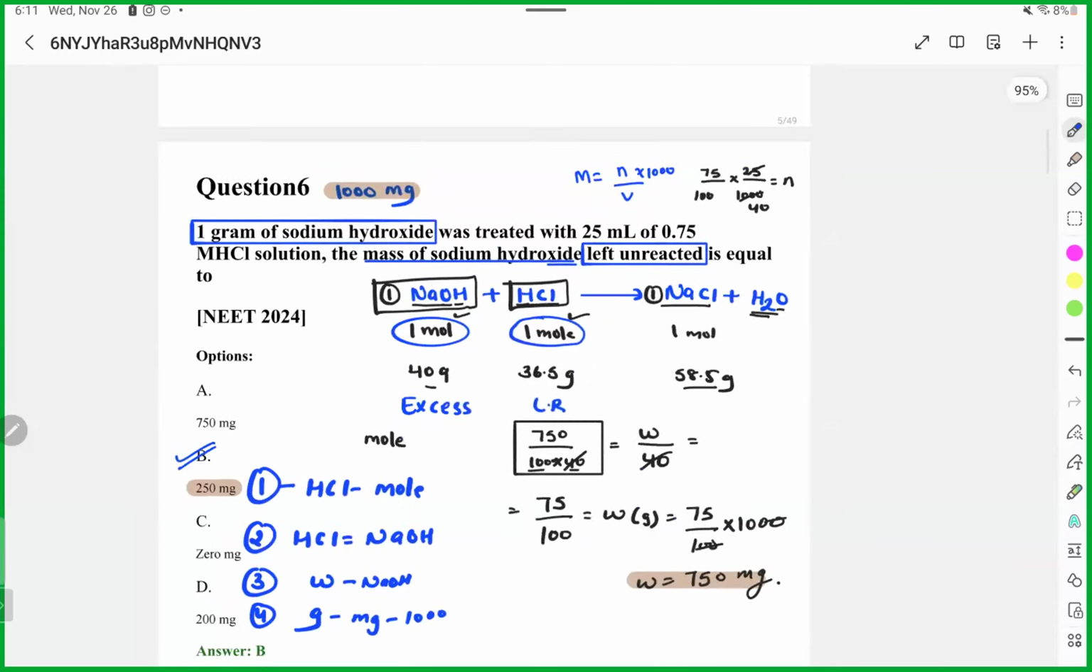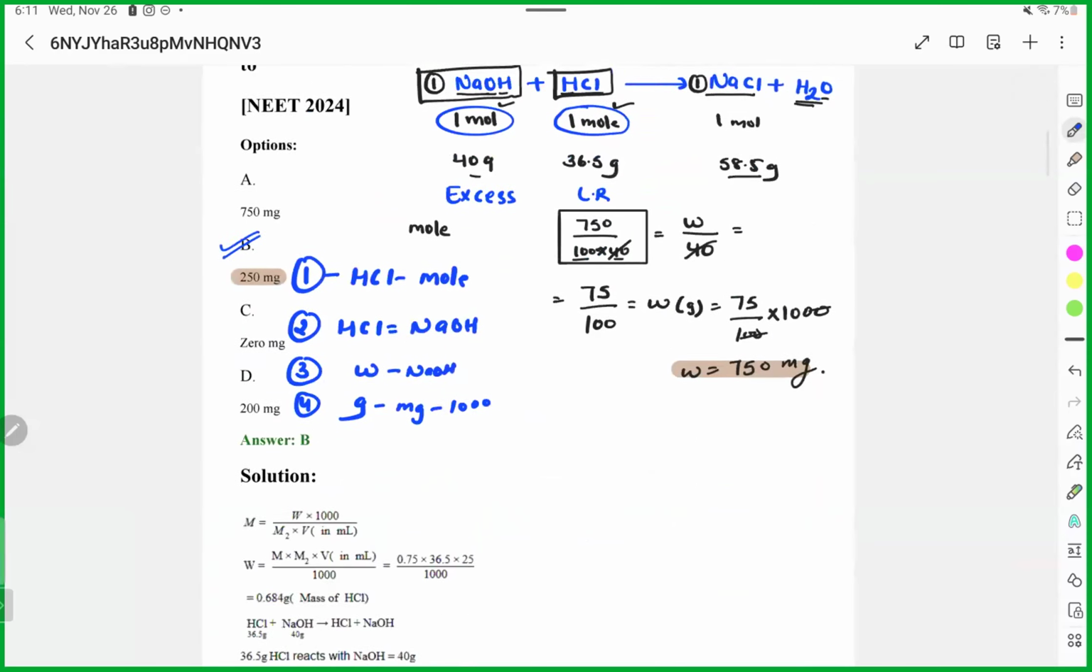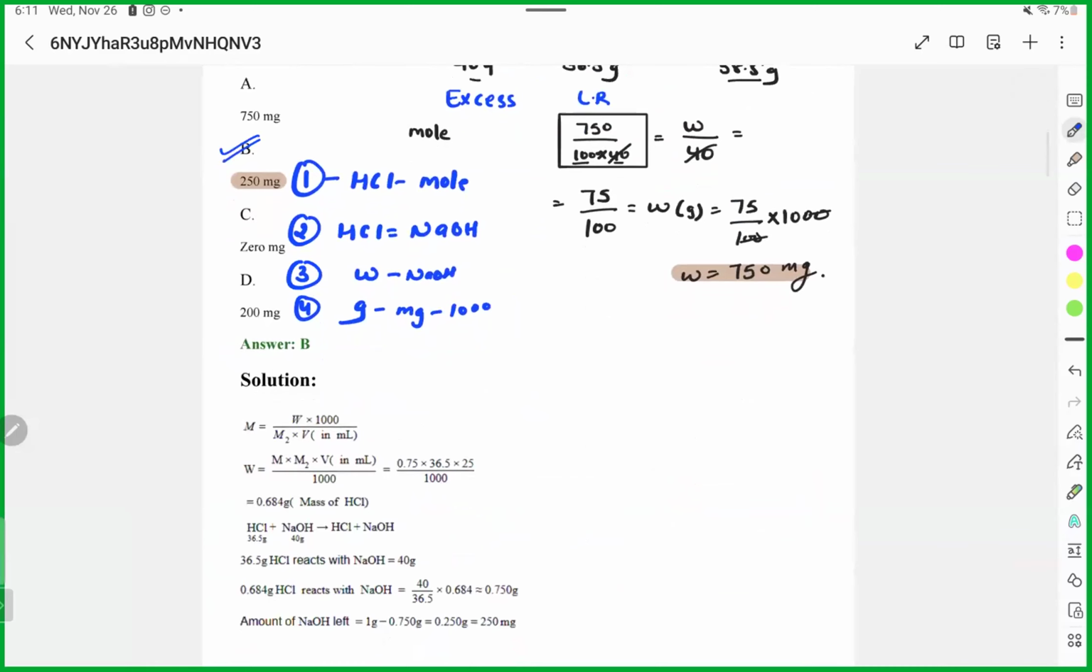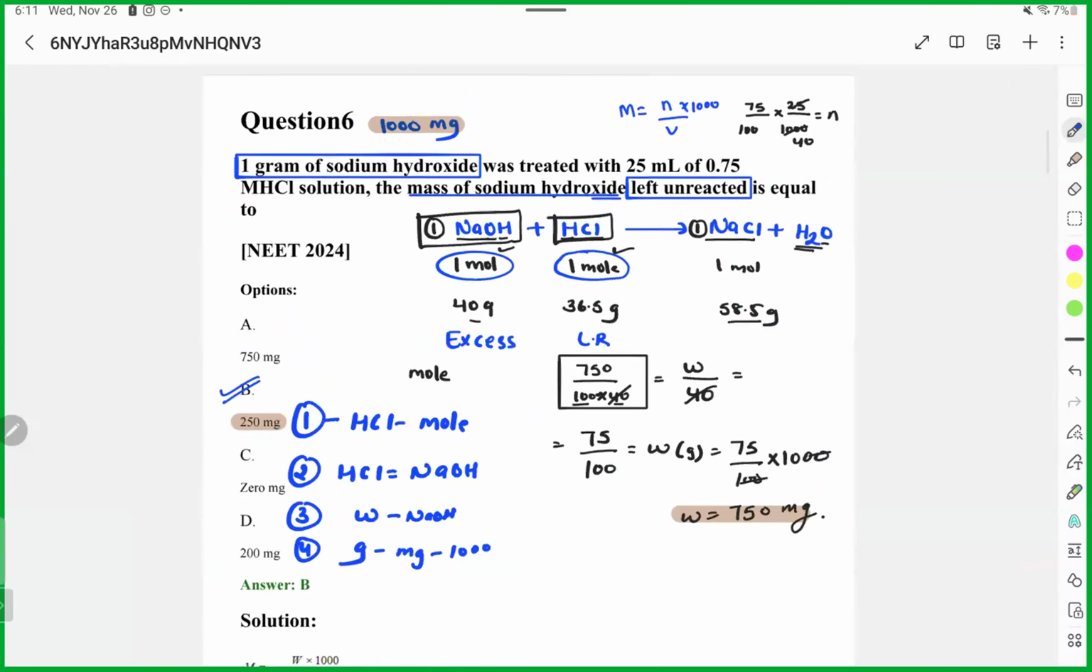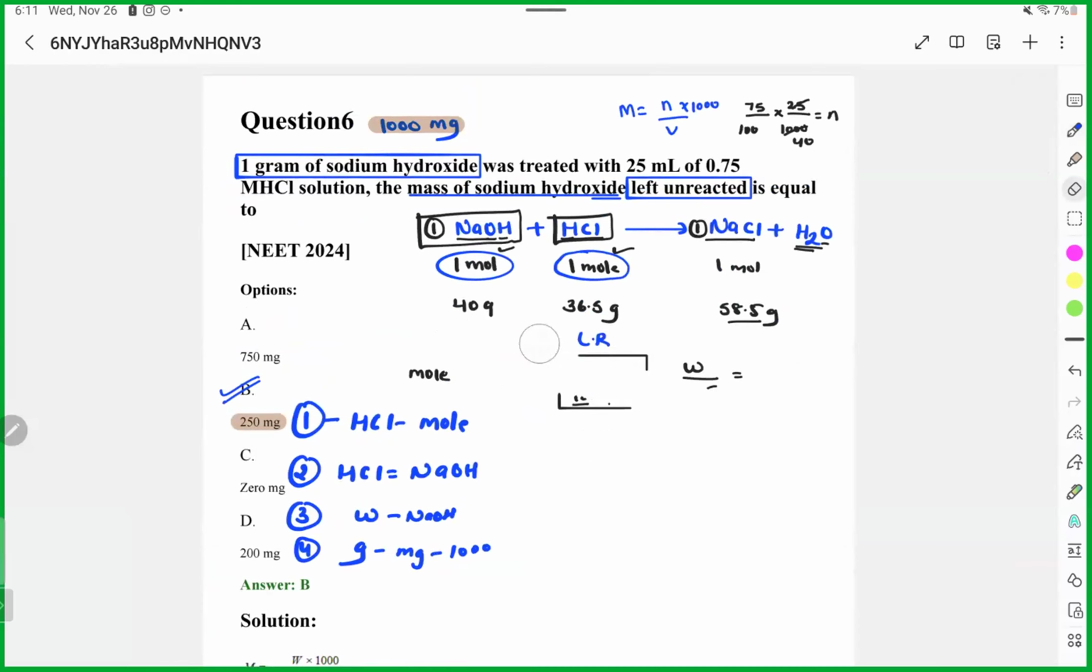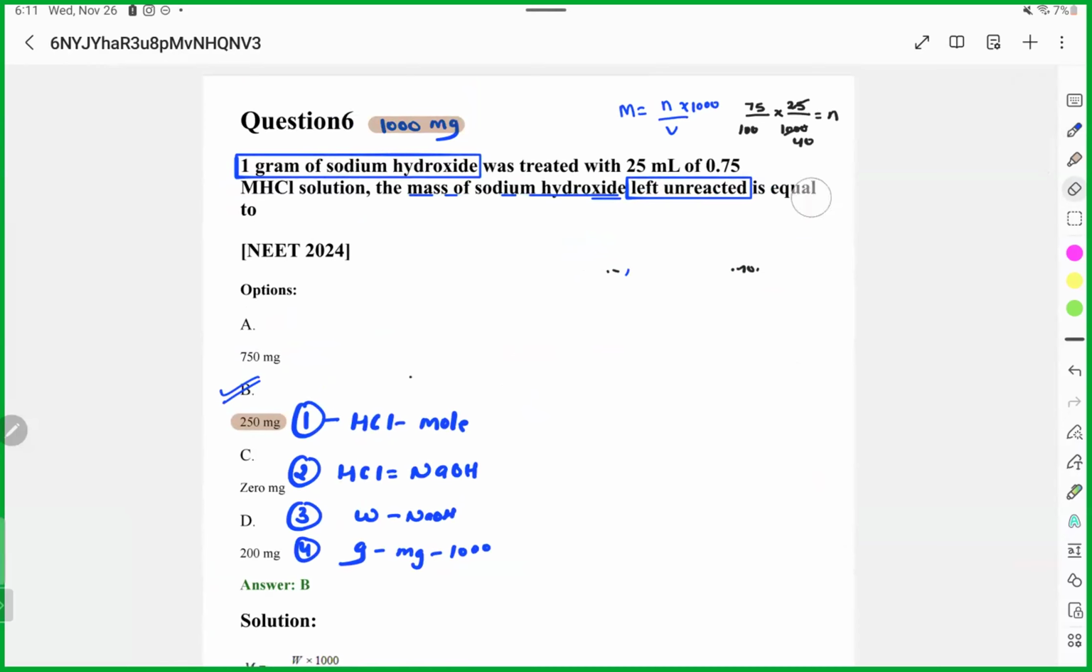So that's all, guys. And if you see it in the first instance, you will feel that sir, this is very tough. But if I have to do the same process in a fraction of a second, I will not do the complete calculation. I know there are four options: 750, 250, 0, and 1000 mg.